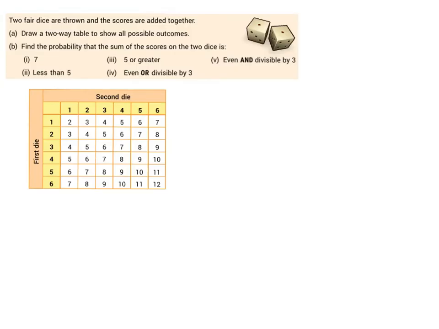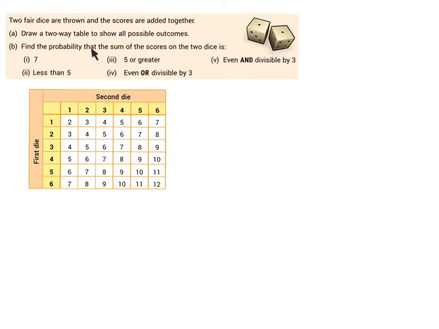So let's have a look at this question. 2 fair dice are thrown together and the scores are added together. And in part A we're asked to draw the two-way table. So here it is done for us. This is the first dice and all of the outcomes that it has, and here's the second dice. So when they said the results are added together, basically if the first throw is a 1 and the second throw is a 1, then the outcome is 2. If the first throw is a 2 and the second throw is a 2, the outcome is 4, and so on. Okay, so you're adding the outcomes of the dice being thrown.